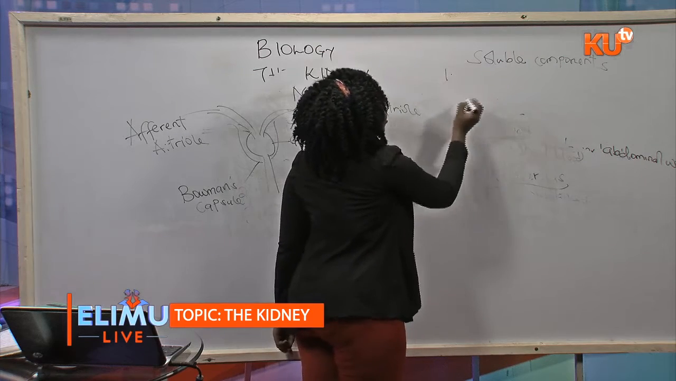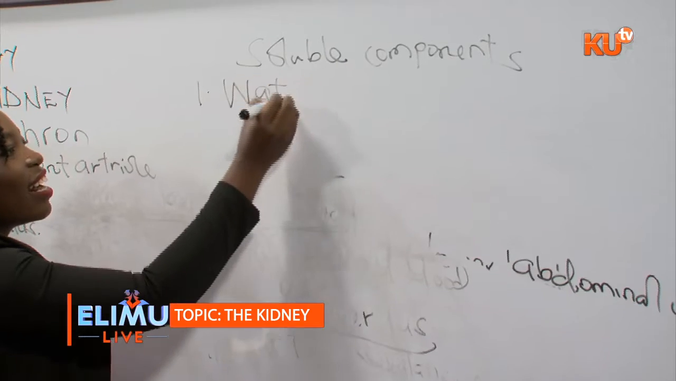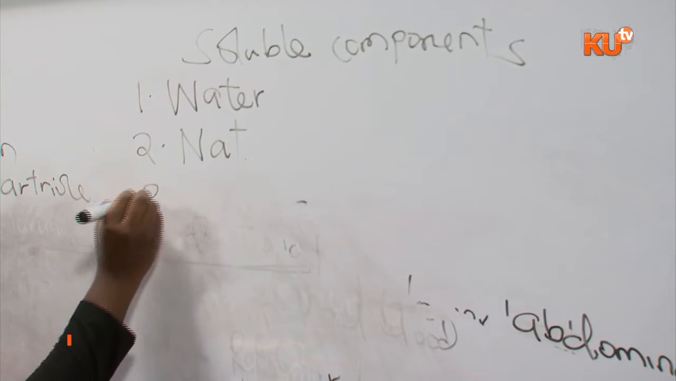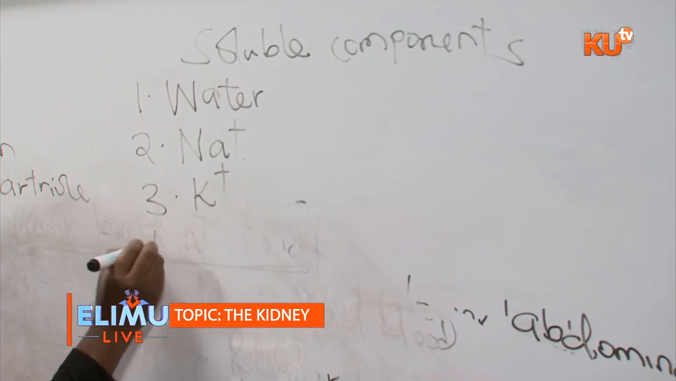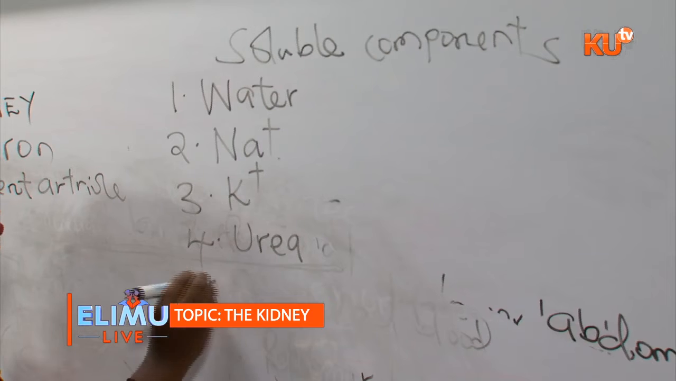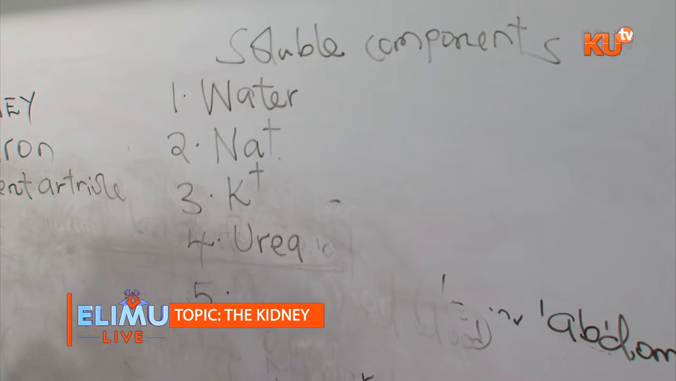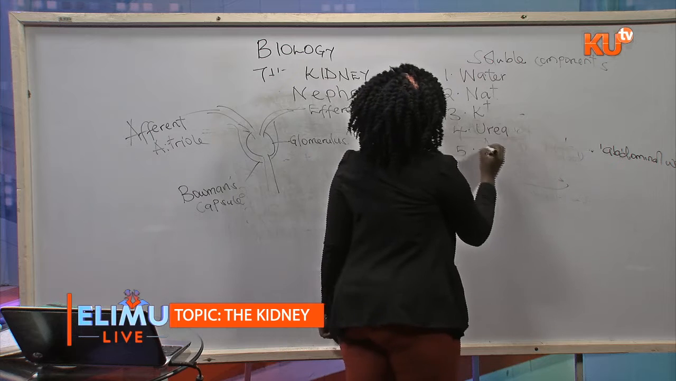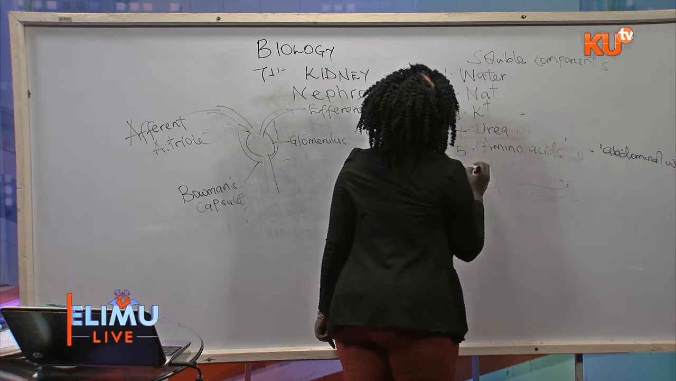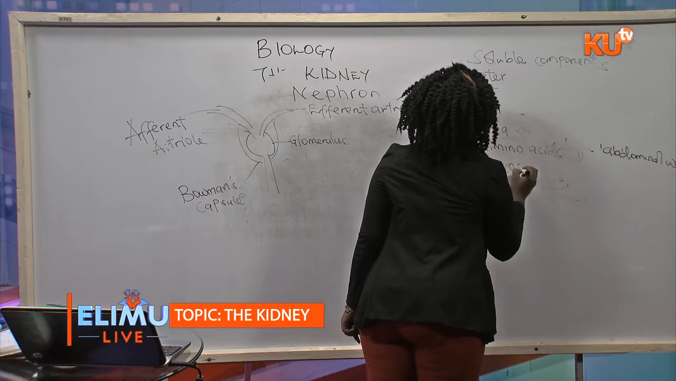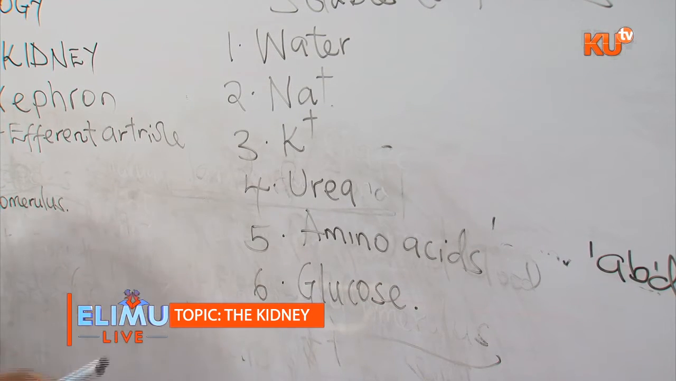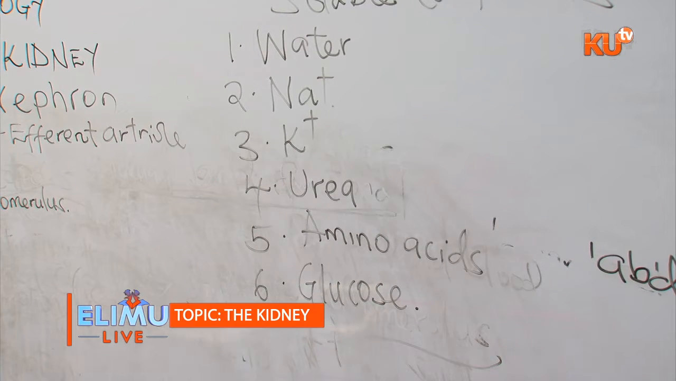Number 1, we have water. Number 2, we have sodium ions. Number 3, we have potassium ions. Number 4, we have urea. Number 5, we have amino acids. And lastly, we have glucose. These are the soluble components, and they will be eliminated as we go. And that will explain the ultrafiltration and everything.